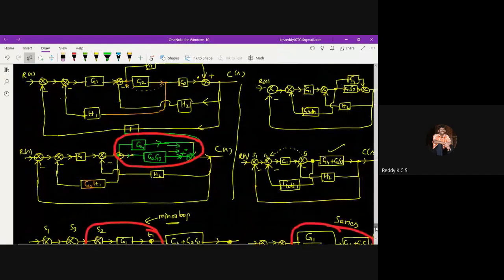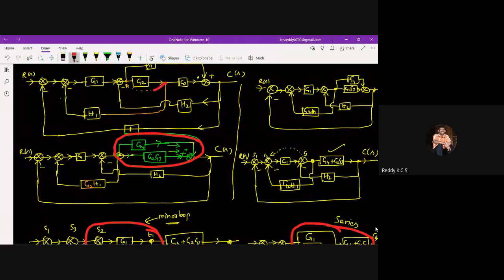The first rule I used is shifting this takeoff point to here, so that this one and this one become in series. That's why I applied G2 into G3 here. G2 and G3 are in series, that's why I multiplied. Then these two have become parallel, so G4 plus G2 G3 is added here, because it has become parallel.